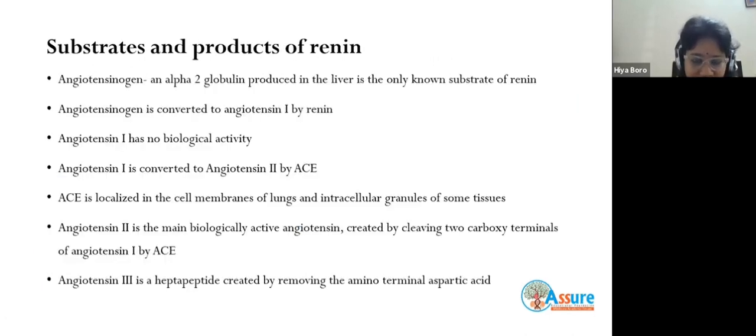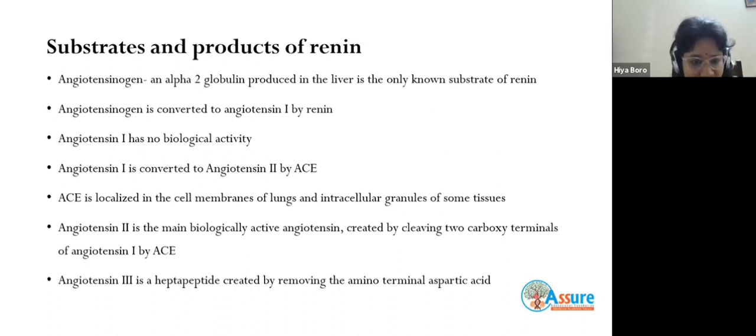Then what are the substrates and production of renin? So renin basically acts upon a substrate which is known as angiotensinogen. Okay, this angiotensinogen is produced in the liver, and this is the only substrate of renin. Then angiotensinogen is converted to angiotensin 1 by renin. Angiotensin 1 does not have any biological activity. Angiotensin 1 is then converted to angiotensin 2 by angiotensin converting enzyme.